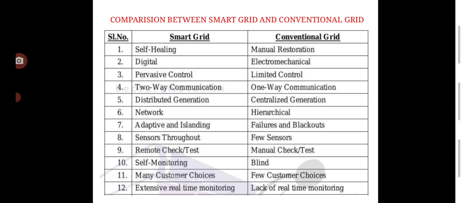In a smart grid, remote check and test, but in the case of conventional, manual check and test is what is available. For a smart grid, self-monitoring, but in the case of conventional, it is blind. Smart grids offer many customer choices, the conventional only a few. In the case of smart grid, extensive real-time monitoring, but in the case of conventional, lack of real-time monitoring. So this is a basic comparison of conventional and smart grid technologies. The remaining we can discuss in the next session.